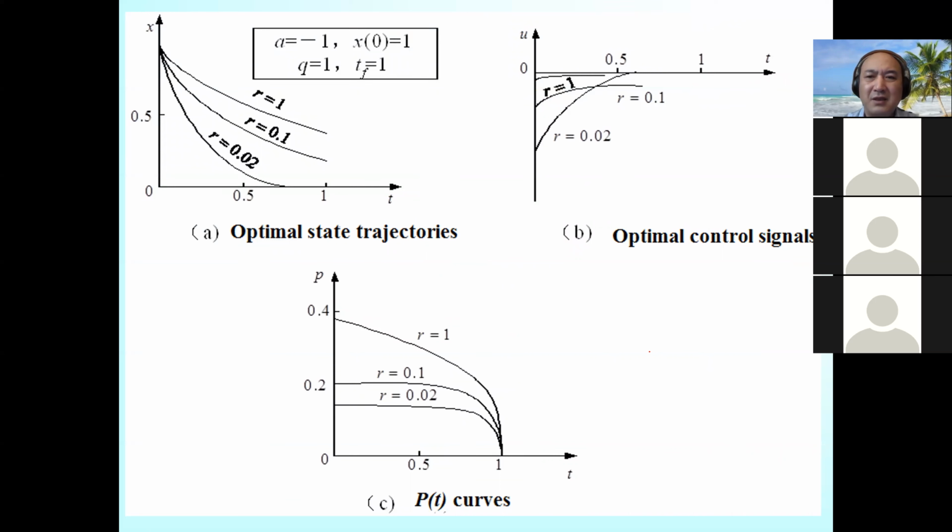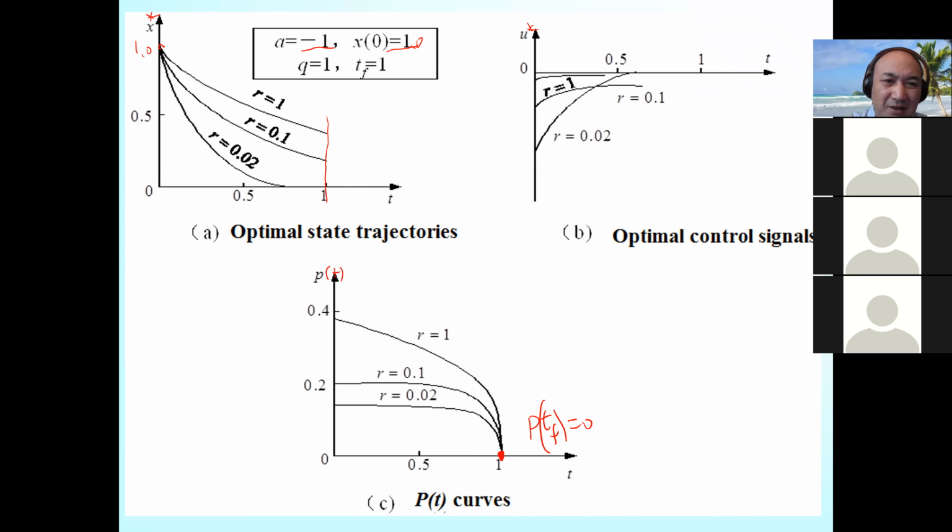So here is a solution with different settings. A is -1, x0 is 1, so it's starting from 1.0 here. TF is 1. I only care about TF. And this is my control signal, the optimal control U star. This is my X star. And this is my PT. You can see the PT will always end up at 0. Did you see that? PTF ends up at 0.